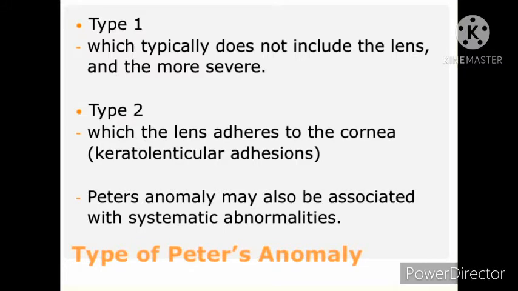Peters anomaly type 1 presents with central or paracentral corneal opacity and iridocorneal adhesion. Keratolenticular adhesions are absent in this type, although the lens may be cataractous, while Peters anomaly type 2 is commonly associated with denser corneal opacification. It presents with keratolenticular adhesions.